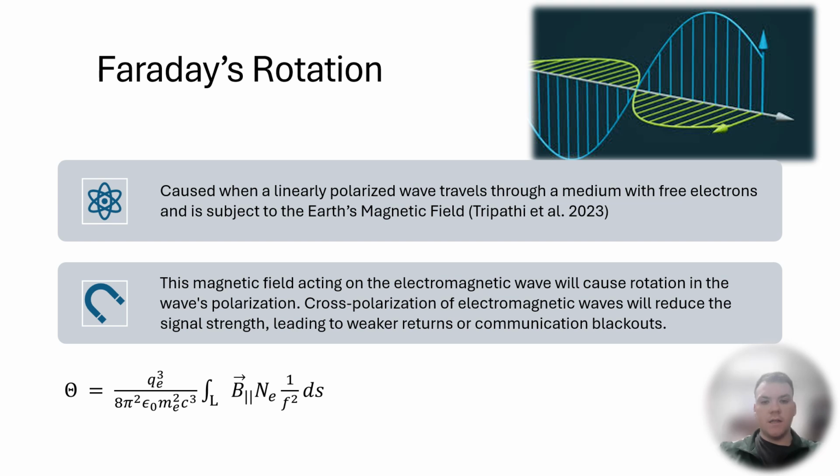This Faraday's rotation is given by a formula where it's measured in radians of rotation. Factoring in the integral of the magnetic field will determine the overall rotation of the polarization. If you had a stronger magnetic field, there will be greater rotation prevalent on the electromagnetic wave.